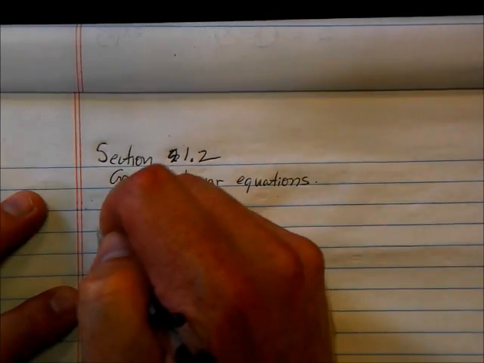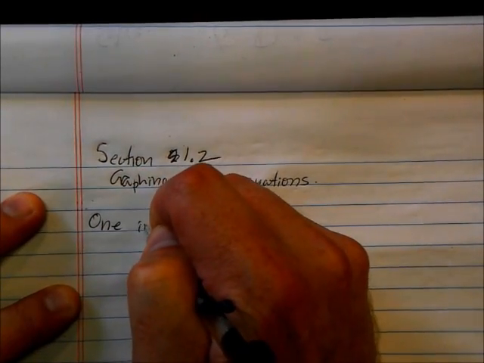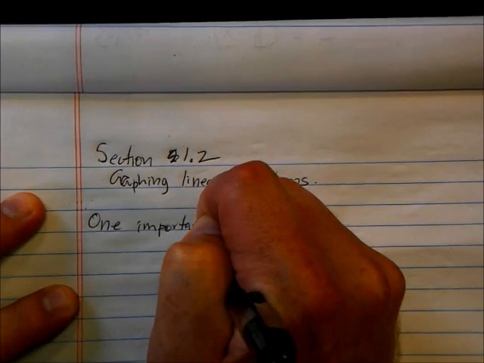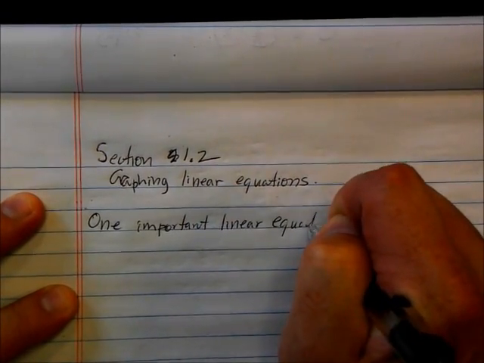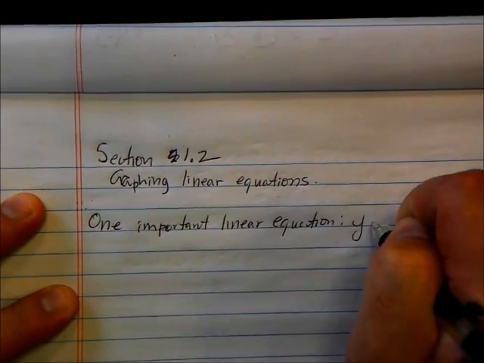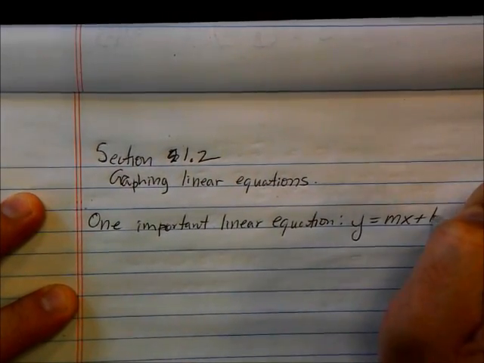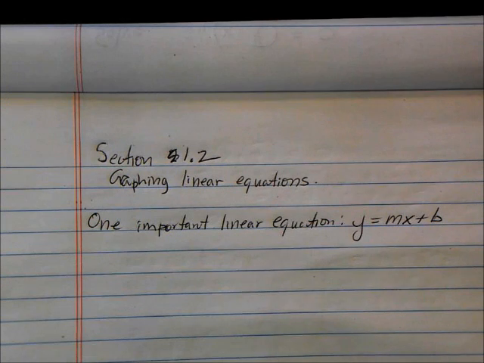So, if it's in the form y equals mx plus b, then it's definitely a line. That's one of the important forms. One important linear equation. This is the one most people know. Y equals mx plus b. So if your equation is written that way, if you have y equals some number, and then an x, and then a plus b, you're guaranteed that that one is linear. That's true.